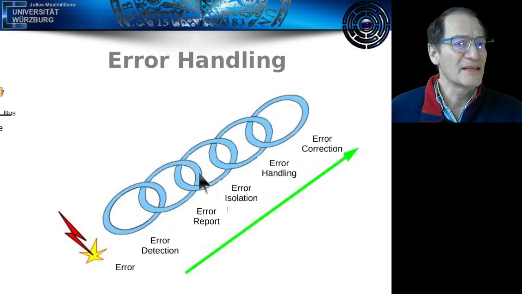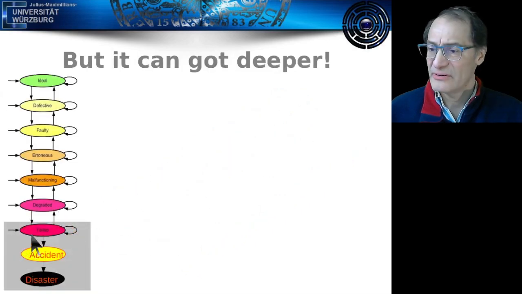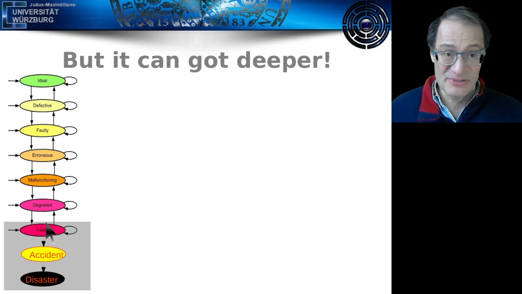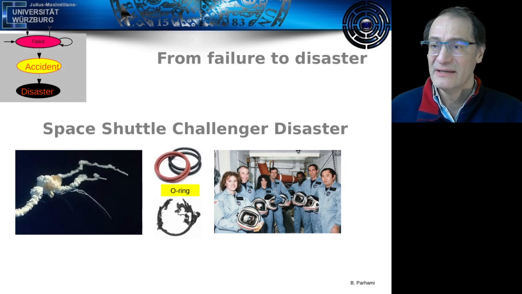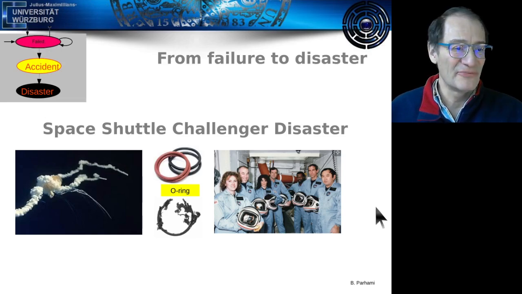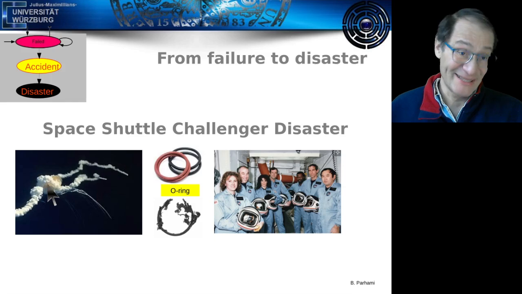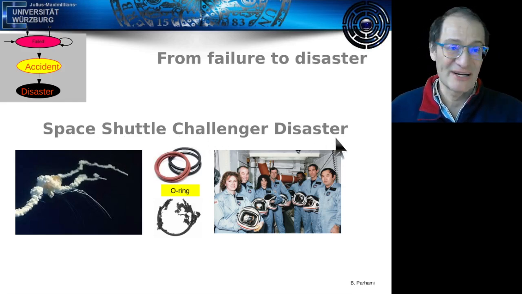There is something more. We stop a failure, but we can go deeper. So going down, we said, okay, we have a failure and this is the deepest position, but then after the failure, you can have an accident. If it is going worse, you can have a disaster, a very terrible situation. So going from failure to accident to disaster, the example of the space shuttle Challenger, maybe you know, it was an accident and it was a disaster. All these astronauts died, and this was the end of the space shuttle era.